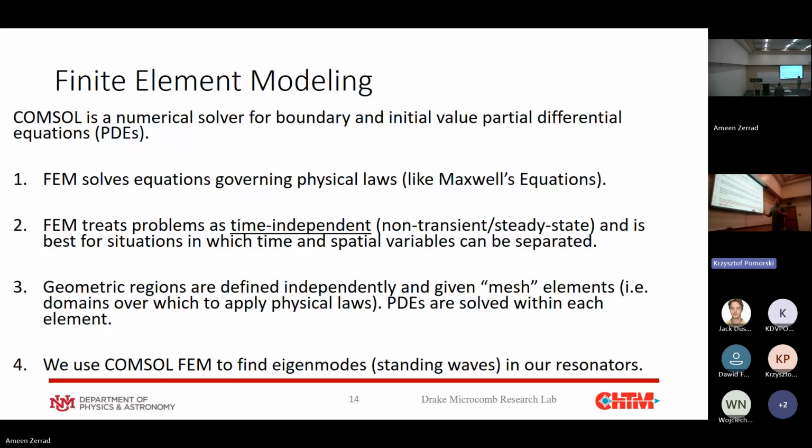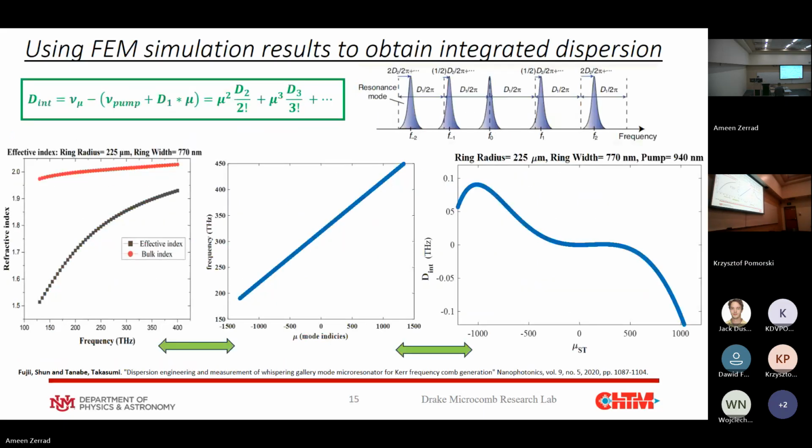So we use COMSOL FEM to find our eigenmodes, or standing waves, in our resonators, so that we can get our effective index as a function of frequency. Why would we want them? First, I'm sorry, again, I have to give you a jargon term, but this was the paper I was talking about: Fujii, Shun, and Takasumi, "Dispersion engineering and measurement of whispering gallery modes for optical frequency comb generation." I strongly encourage this paper, especially for understanding this slide, or just understanding the game of dispersion engineered microresonators for broadband light generation. This is an excellent paper.